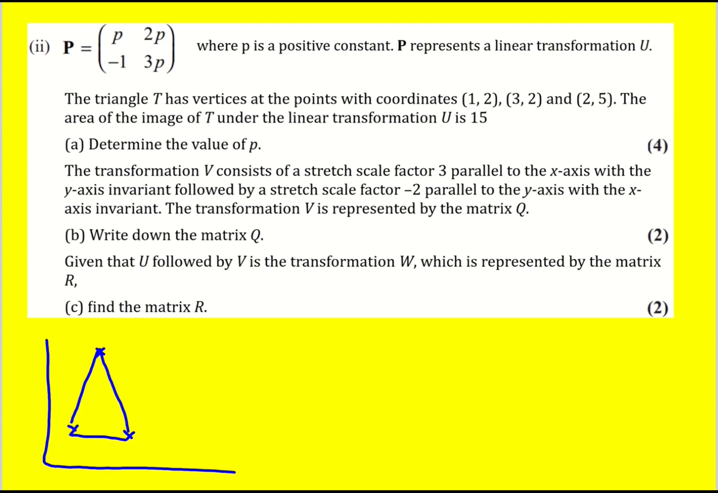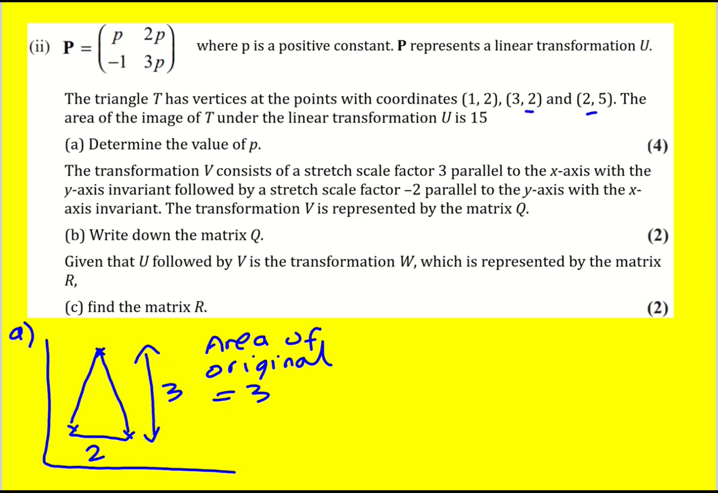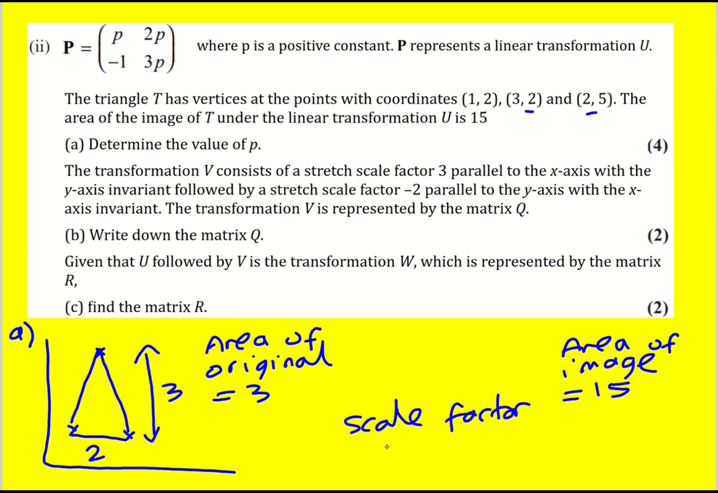So, right, the original triangle had a base of 2, and if we're going from 2 to 5, it had a height of 3. So the area of the original is just a half times 2 times 3. It's going to be 3. And then the area of the image is 15, which means that the scale factor is going to be 15 over 3. It's 5. It's 5 times as big.